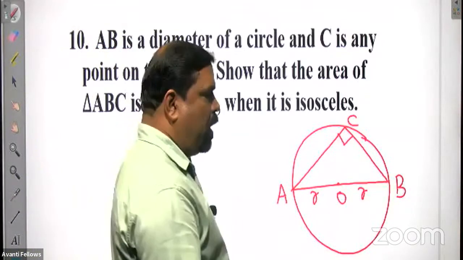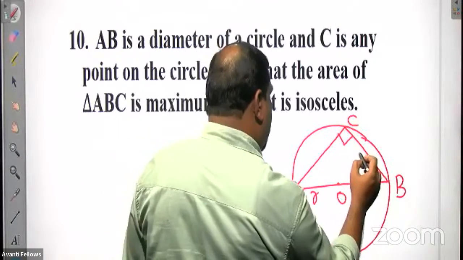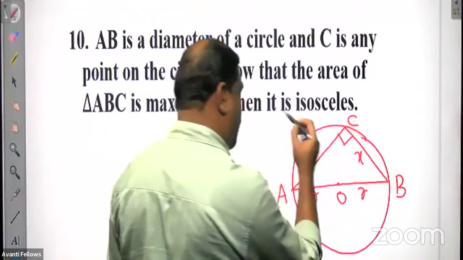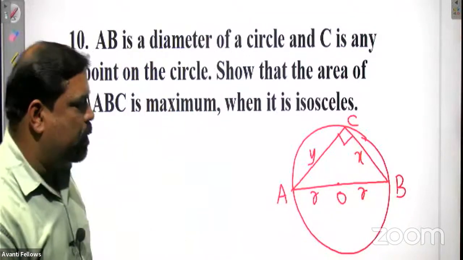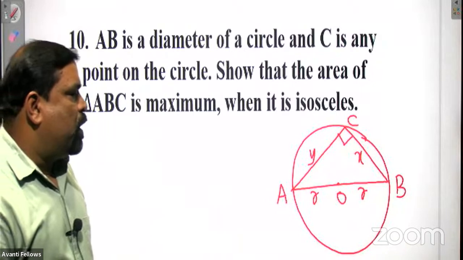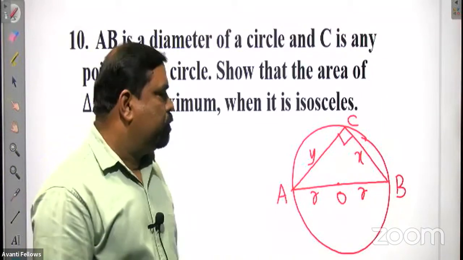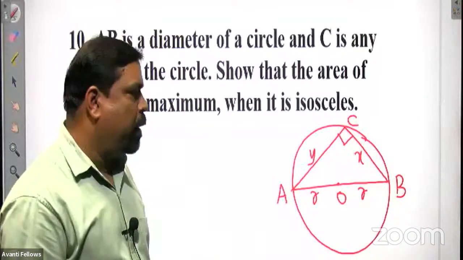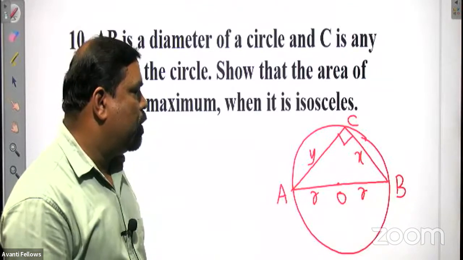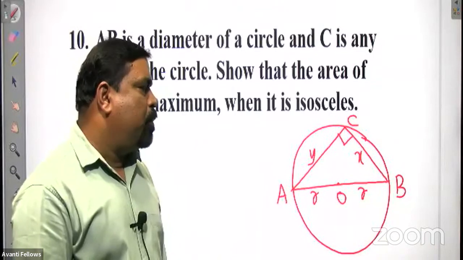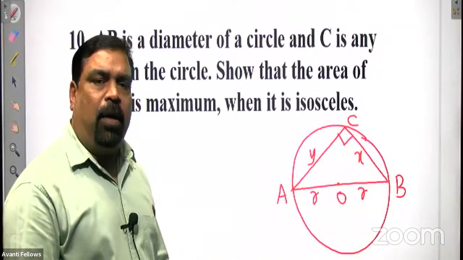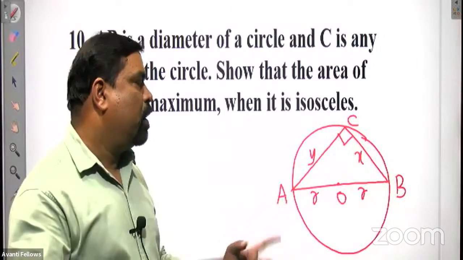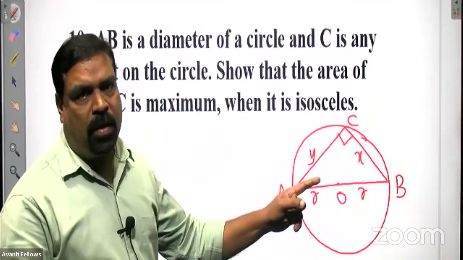That is fixed, okay? Now the other sides of the triangle, let us take them as X and Y. We don't know the other two sides, so let us take them as X and Y. Now we have to maximize the area of this triangle. Show that when the area is maximum, the triangle is isosceles.